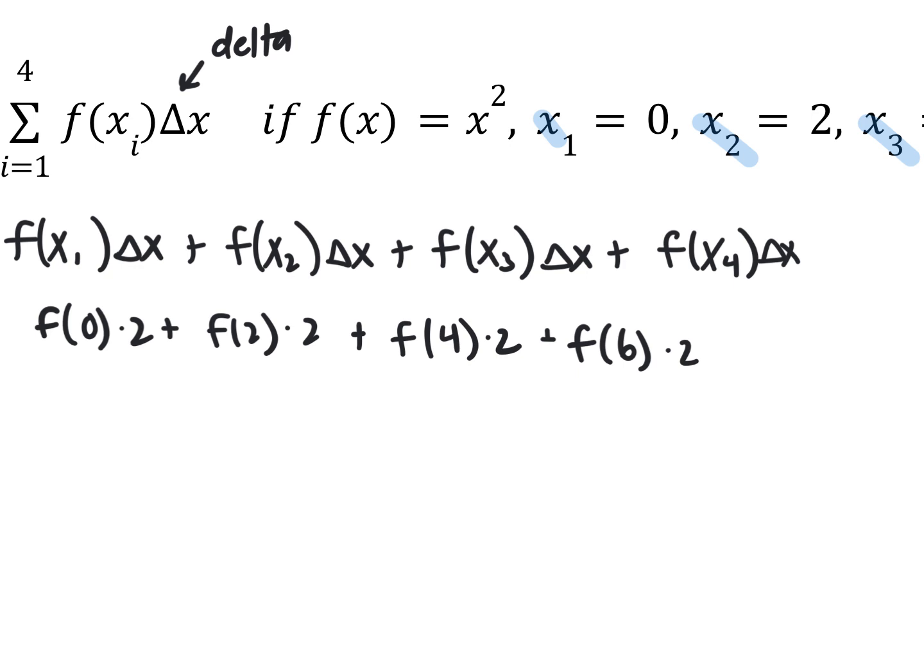So when I evaluate this, is it just like f of 0 times 2 is 0 or what? Are you sure? So in this case it will, right? Because when I plug in 0 to my function f of x, 0 squared times 2, that does go away. But f of 2 times 2 is not just 4, right? I got to plug in 2 to my function. So I get 2 squared times 2.